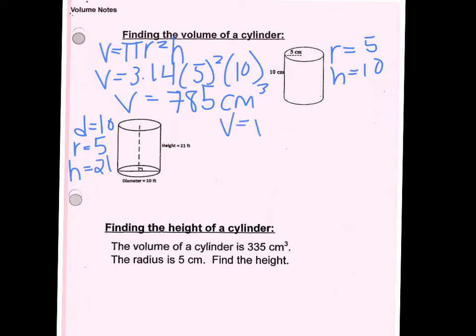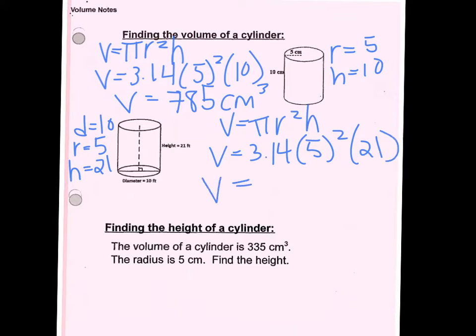So I'm going to write out my formula, V equals pi r squared h, and I'm going to plug in what I know. I know that pi is 3.14, the radius is 5, and the height is 21. So I'm going to take my calculator and plug those values in. And so that gives me that the volume is 1,648.5 feet cubed.